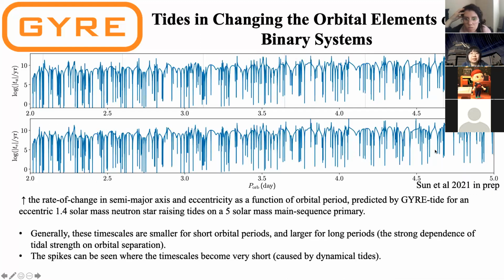All right, GYRE-tides can also calculate the rate of change in orbital elements for binaries containing a massive star. This figure plots the rate of change in semi-major axis and eccentricity as a function of orbital period for an eccentric 1.4 solar mass neutron star raising tides on a 5 solar mass main sequence primary. Generally, those time scales are smaller for small orbital period and larger for long orbital period. That's due to the strong dependence of tidal strength on orbital separation.